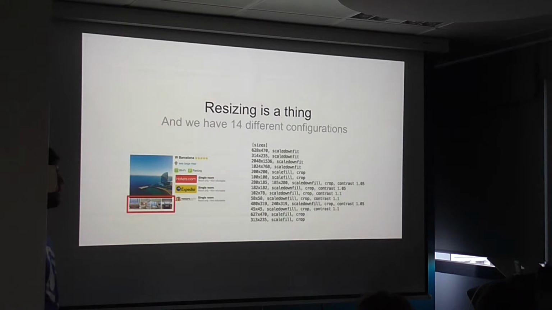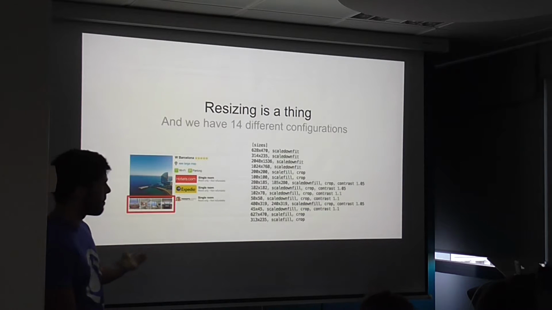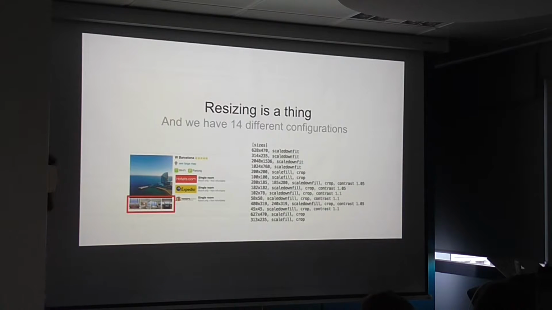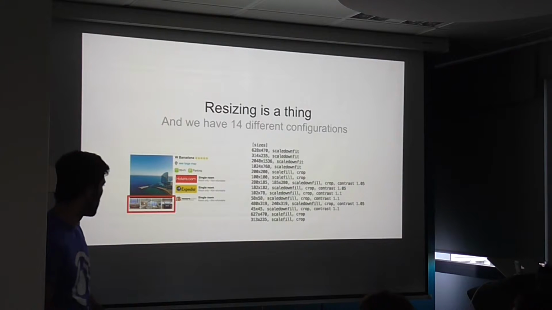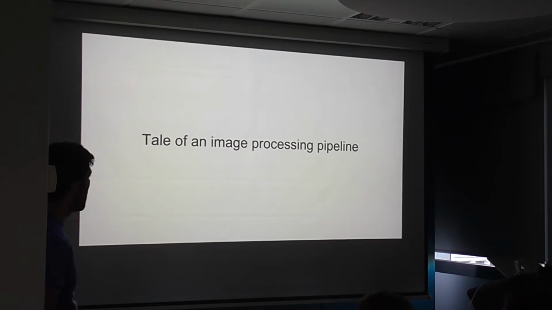So we scale them down, and when you scale down an image, maybe you want to also improve the contrast of that image so it looks better. We do many things, and we do, as I say, 40 configurations. Here you see in the web page how we use those scaled down images. I believe it's a 45 pixels scale. So I'm here to tell you about the tale of an image processing pipeline.